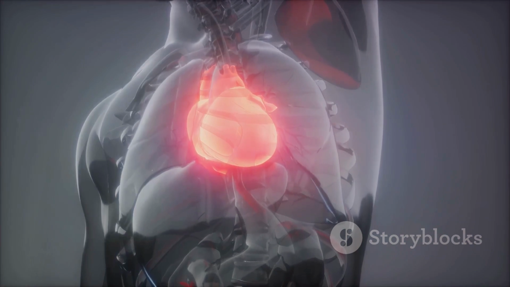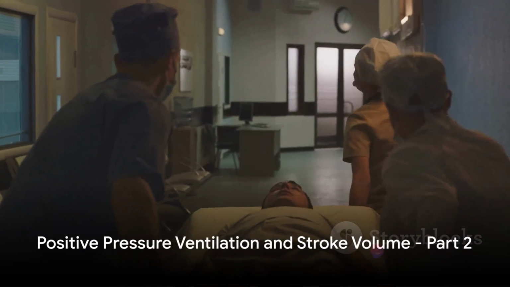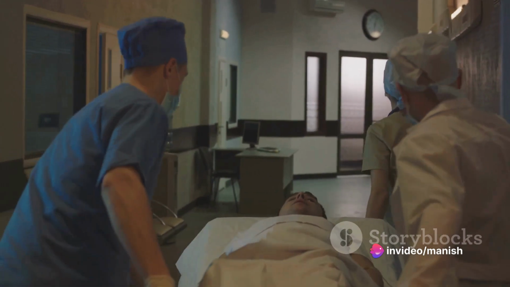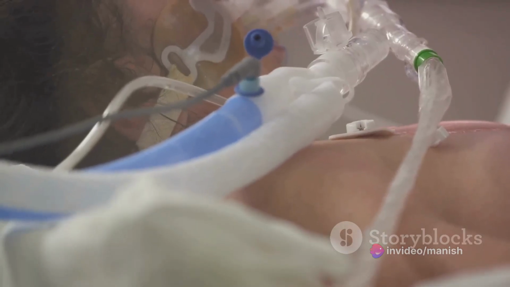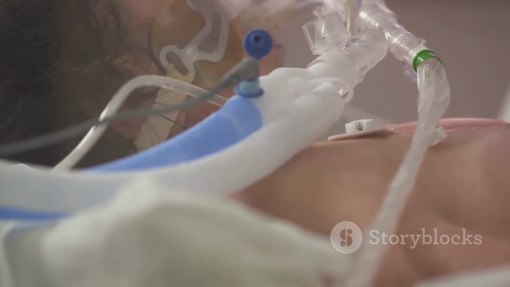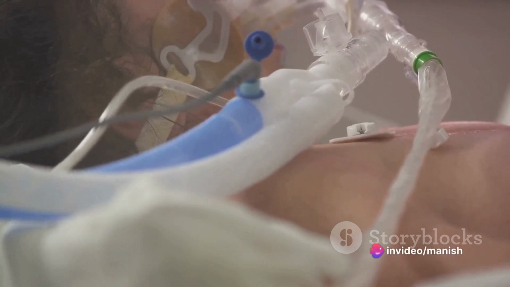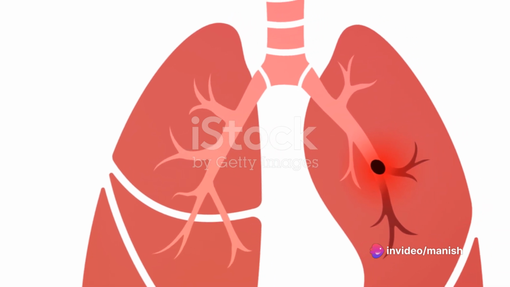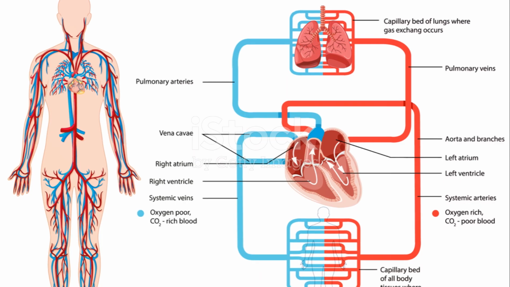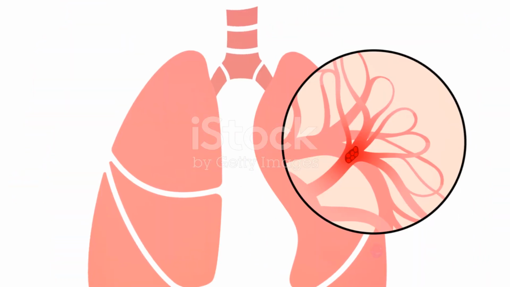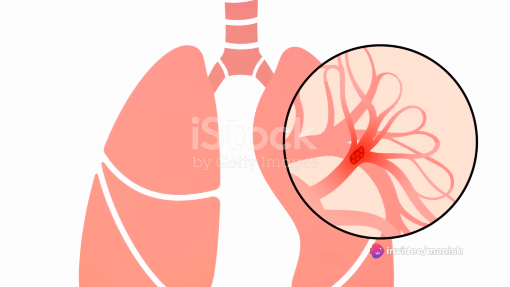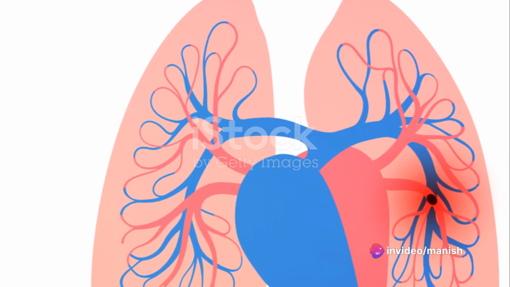But the story doesn't end here. Let's continue our exploration of the effects of positive pressure ventilation on stroke volume. Now, it's not just the increase in intrathoracic pressure and its impact on the right atrium that we need to consider. There are other hemodynamic phenomena at play during positive pressure inspiration. Think about the pulmonary arterial vessels. When positive pressure is applied during ventilation, these vessels are stretched. This stretching action increases the resistance within these vessels.